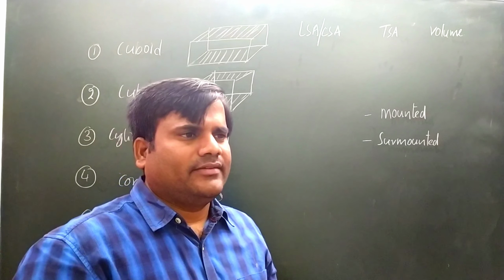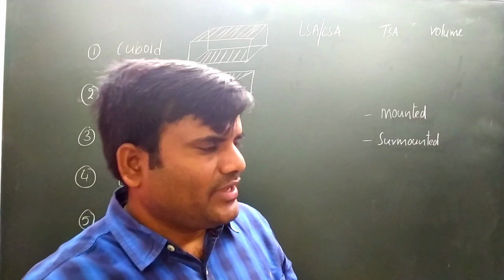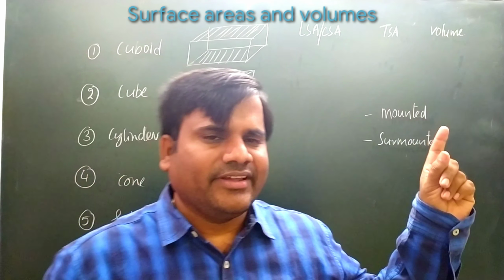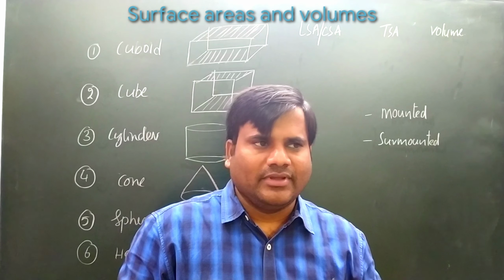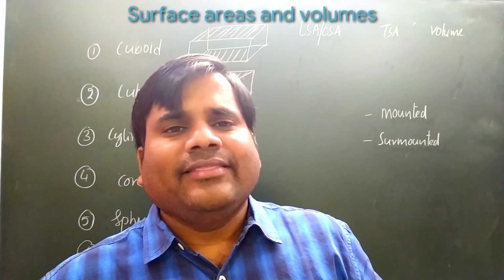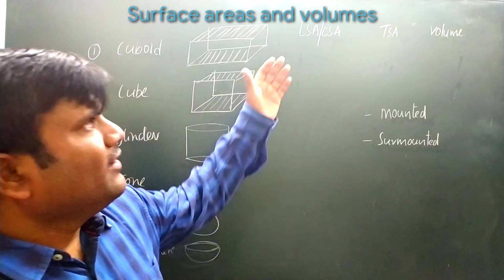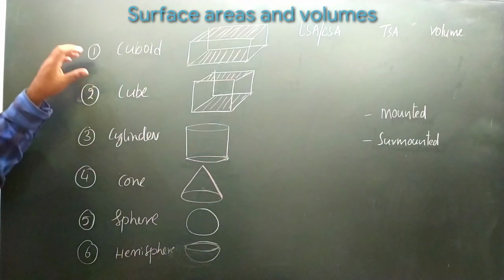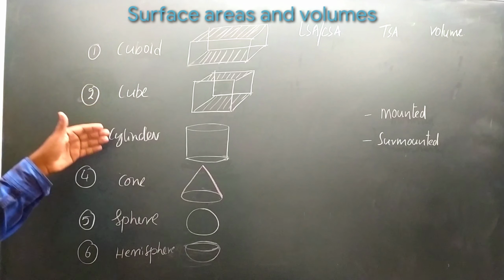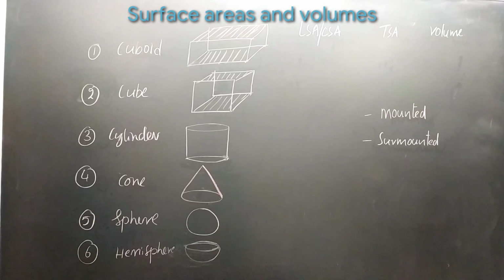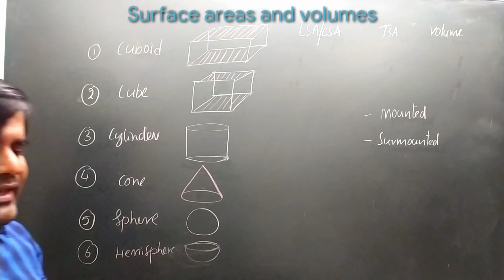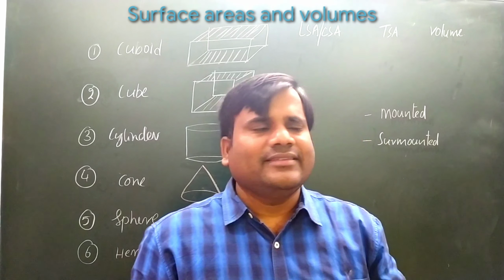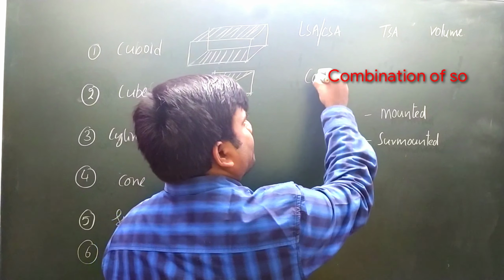Hello students, today I am going to explain chapter number 13, that is surface area and volumes. In ninth class we have learned lateral surface area, total surface area, and volume of some three-dimensional figures like cuboid, cube, cylinder, cone, sphere and hemisphere.